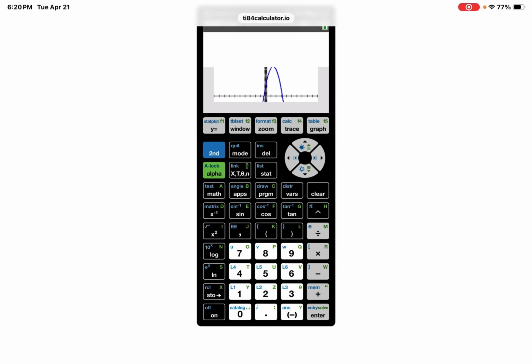And then I'll go to second trace, maximum. I'm on the left side, hit enter. Move it to the right side, hit enter. And for a guess, hit enter. And it says 1.375 and 51.25.